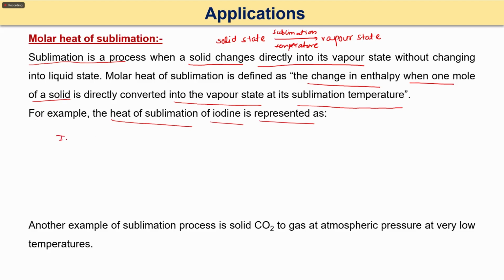The heat of sublimation of iodine. That is, firstly, your iodine was in solid state. Now, we provide the sublimation temperature, and its sublimation temperature is 373 Kelvin. If you give this temperature, then your iodine will directly be converted into your vapor state. That is, iodine in solid state will be converted into iodine in vapor state.